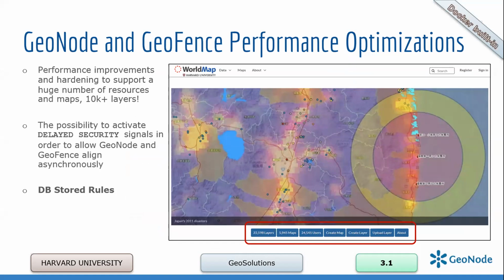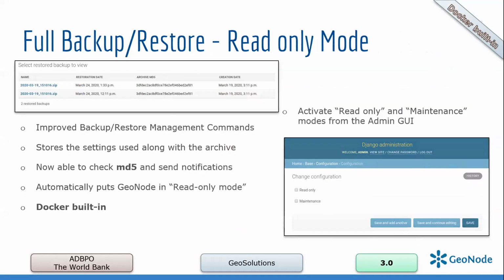We included in the new version a lot of performance optimizations, so you should find the new versions of GeoNode, 3.0 and 3.1, much faster and more stable than the previous ones. There is a fully working full backup and restore of GeoNode that allows you to create full backups of all the data and also the customizations that you have done on your instance.